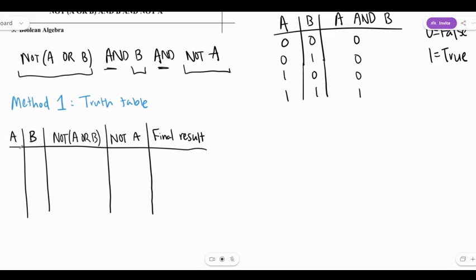Since there's only two variables A and B, this will be pretty simple and there will only be 4 possible cases. So here, let's fill out the third column first, not A or B. So here A or B is 0, so not of that is this. A or B, so these are all zeros, like this.